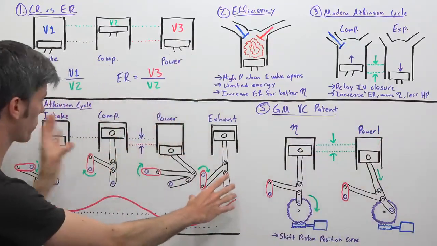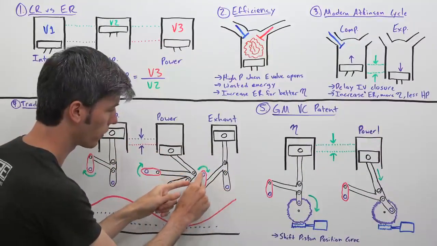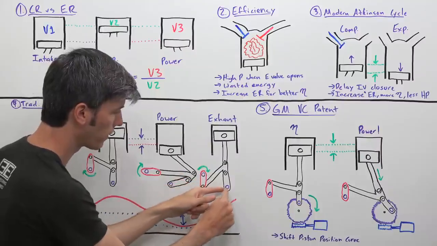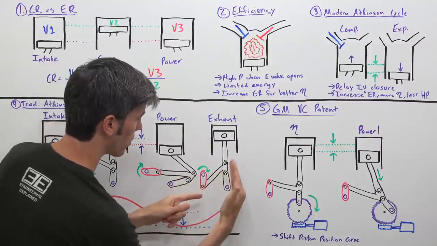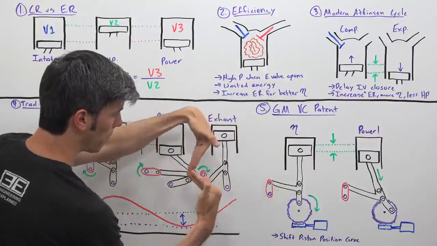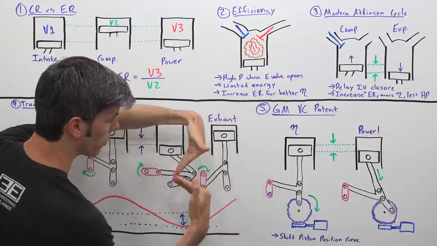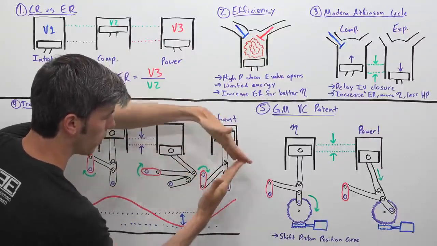Well, if we go back to our traditional Otto cycle here, remember we have these two fixed points: the center of your crankshaft right there in purple, and then this pin right here, which just allows for this back and forth motion that the piston's undergoing. So remember that bottom pin right here, this little point is just going to rotate like so in order to allow that piston to go up and down.